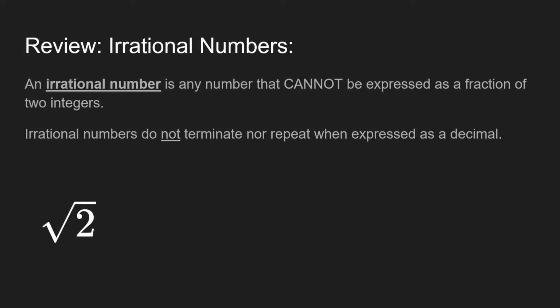One example of an irrational number that we have seen is the square root of 2. The square root of 2 itself is non-integer, so it cannot be expressed as a fraction of two integers. And also, whenever we express the square root of 2 as a decimal, it does not repeat nor terminate. So there is no pattern.